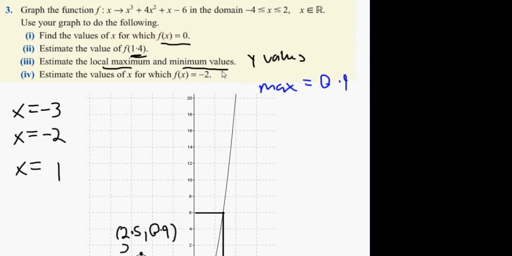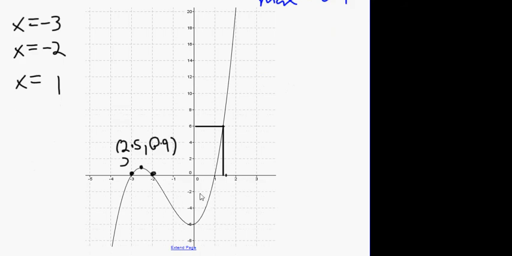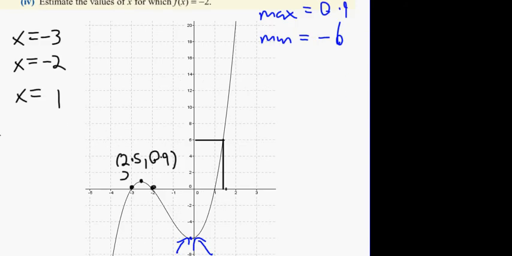Now what's the minimum value? The minimum value occurs where, guys? What point does the minimum value occur at? 0. It's around -6, isn't it? 0, -6. So the minimum value is -6. Okay? Oh, sorry, not the lowest point on the graph, but the lowest turning point on the graph is your minimum.